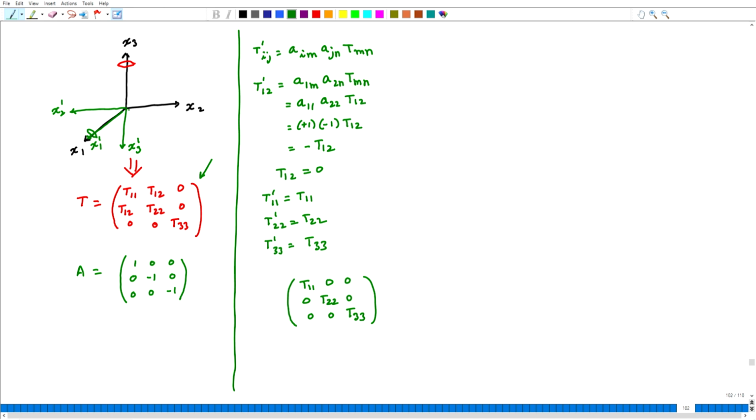So, for the tensor to remain unchanged, when I have two-fold rotations at 90 degrees, one along x1, one along x3, the tensor will have only 3 independent components, T11, T22 and T33. And what is the point group?